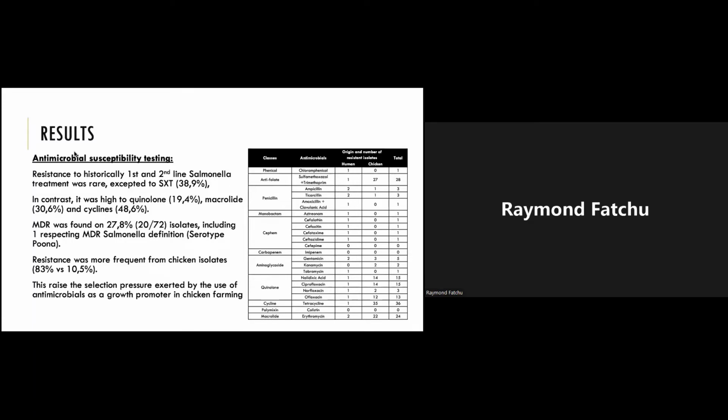And then MDR was found in 27.8%, 20 of 72 isolates. Respecting MDR Salmonella, three antibiotic classes were identified that responded to the definition of MDR, serotype Puna. Otherwise, for the resistance, it was more frequent in chicken isolates, 83%, against 10.5%. And this is due to the often use of antibiotics among the population. Next slide, please.